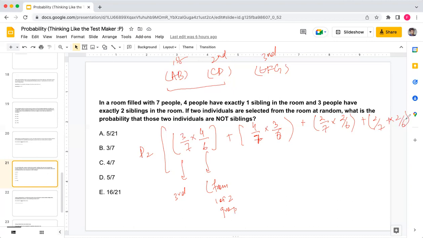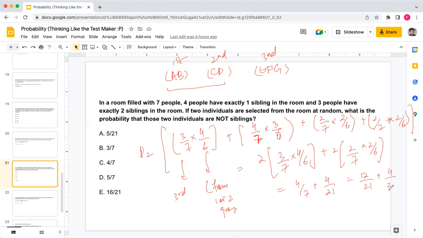If I add all of these, you will get 2 into 3 by 7 into 4 by 6 plus 2 into 2 by 7 into 2 by 6. So that will be 4 by 7 plus 4 by 21. This is 12 by 21 plus 4 by 21, which is 16 by 21. So you can either proceed with the probability portion, or you can proceed with the combination. You will straightforwardly get to the right answer.